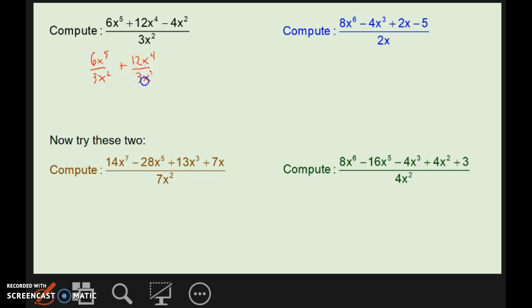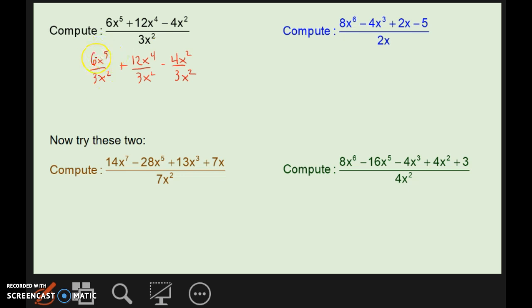Like so. And simplify where we possibly can. And then whatever we have left will be our answer to the problem. Now notice we took a polynomial and we're dividing by a monomial. Sometimes we will still get a polynomial and other times we won't.